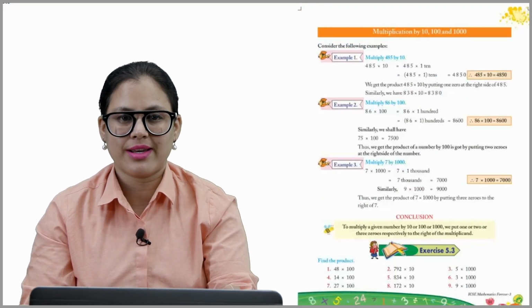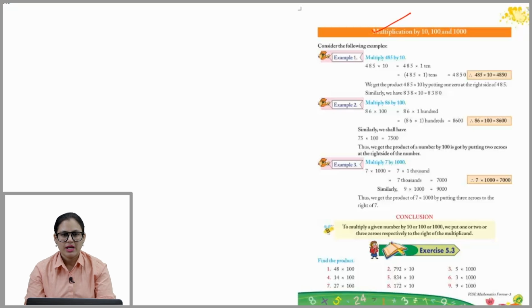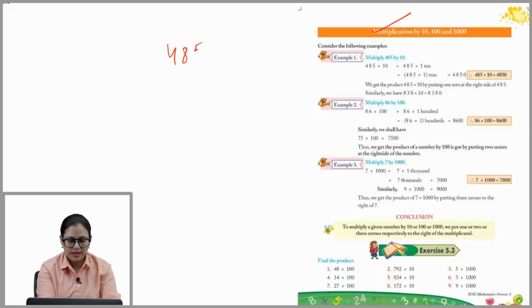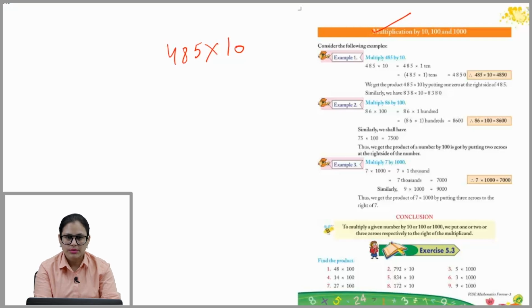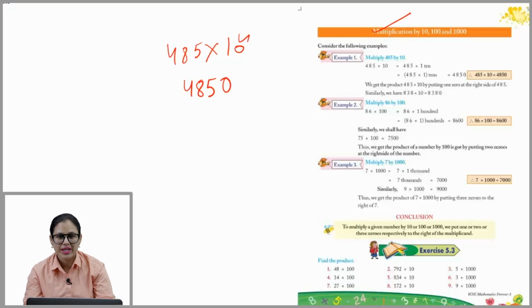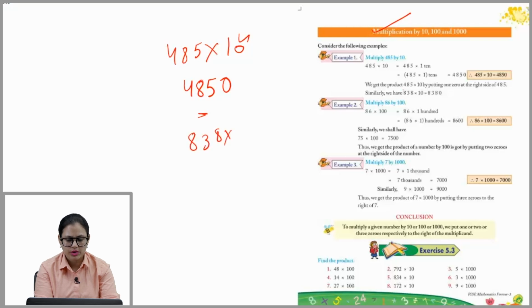Multiplication by 10, 100 and 1000. Consider the following example. Multiply 485 by 10. If you remember, we have also done this in the previous class. Okay, that is in class 2. So 485 into 10 is what? So, the number will remain the same and we will add just 1 zero here. Okay, so we get the product of 485 into 10 by putting 1 zero at the right side of 485. Right. Similarly, we have 838 into 10. What will we do? We will write this number and then we will add 1 zero here.